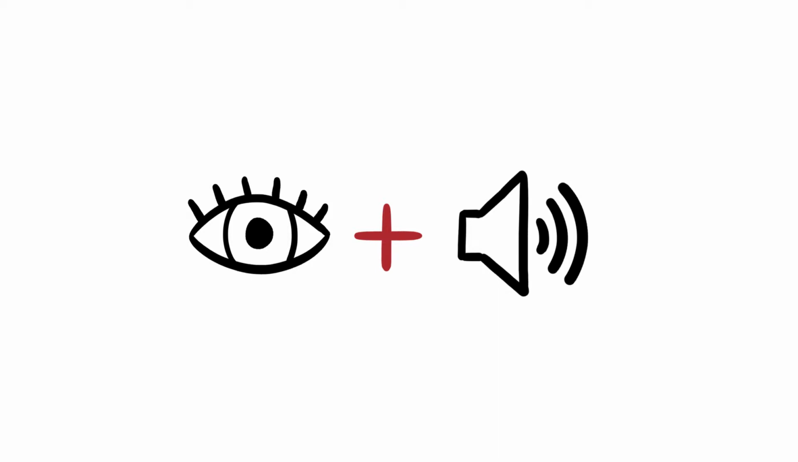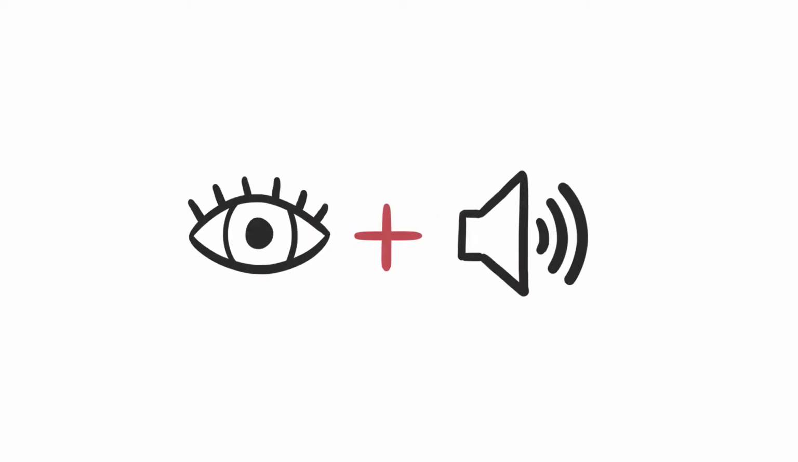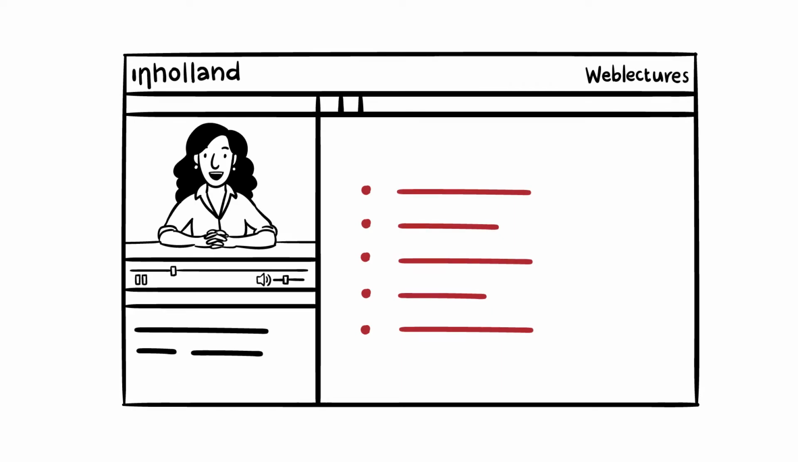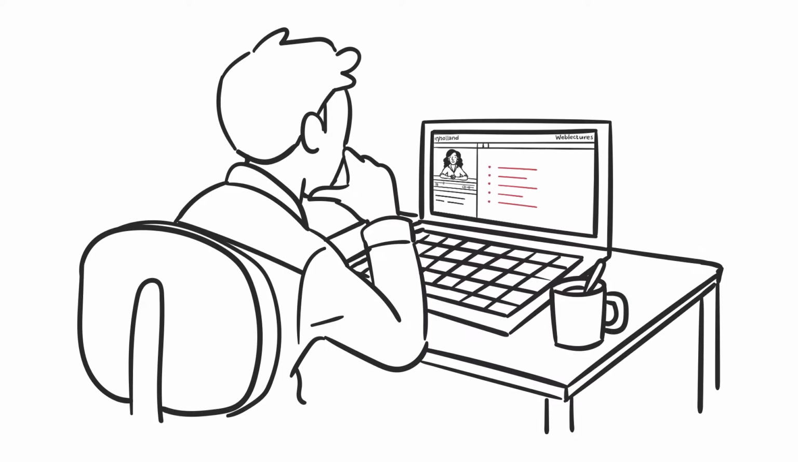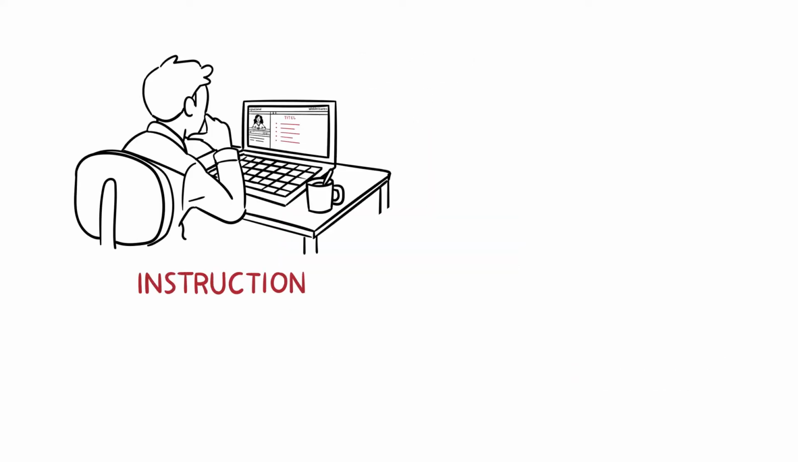In this animation, we don't look at the different types of video, but we examine how the combination of image and sound can be used for didactic purposes. The most obvious educational use of video is for providing instruction. This can be viewed by students outside of class. It extends the teaching time and frees up class time to do things besides just instructing your students. Moving instruction into students' own time and processing information into class time is known as flipping the classroom.